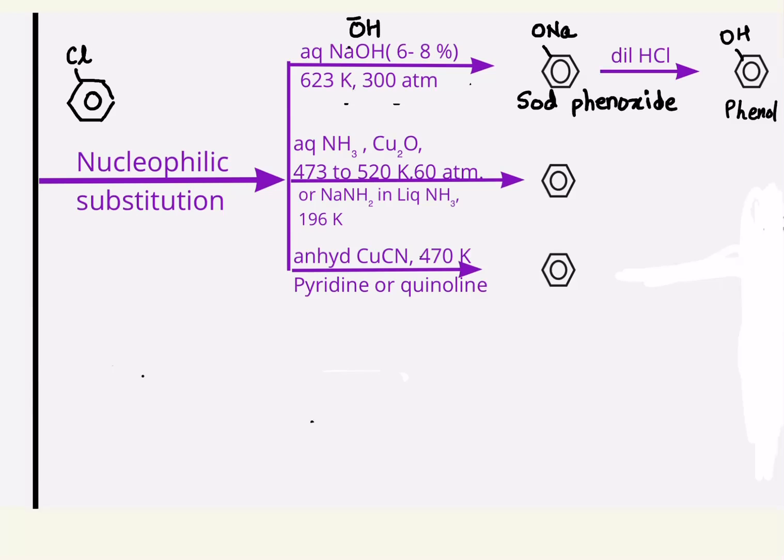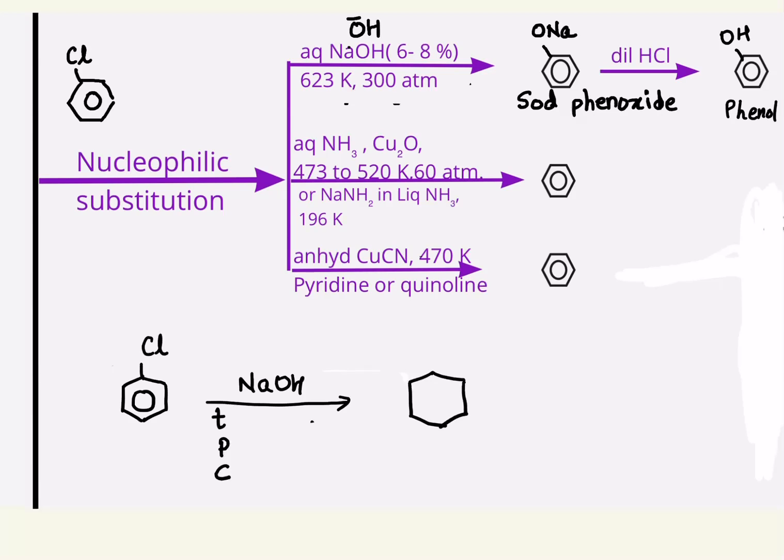Now, most of us are used to writing the benzene structure like this. Don't worry, you write it like that. Write the reaction conditions, write temperature, write pressure, write catalyst, and then you write the product. It's one and the same thing. So we have in the first step ONa. On acid hydrolysis, we are treating it with dilute HCl, so we have ONa. This gets hydrolyzed to give you OH, which is phenol.